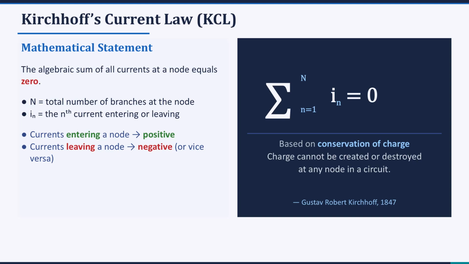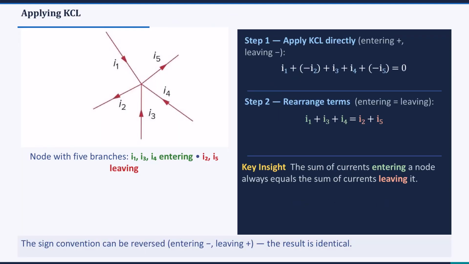The physical basis of KCL is the conservation of charge. Charge cannot be created or destroyed at any node in a circuit. Whatever charge flows in must flow out. Let's see how to actually apply KCL with an example. Look at the circuit on the left. We have a node with 5 branches.